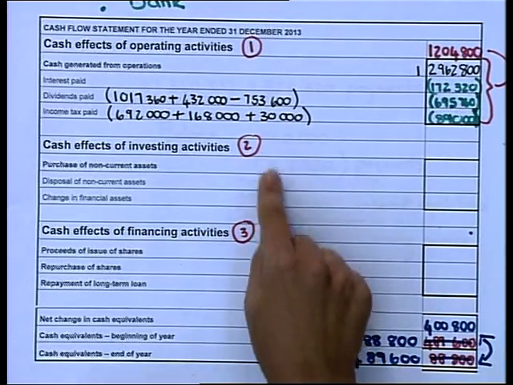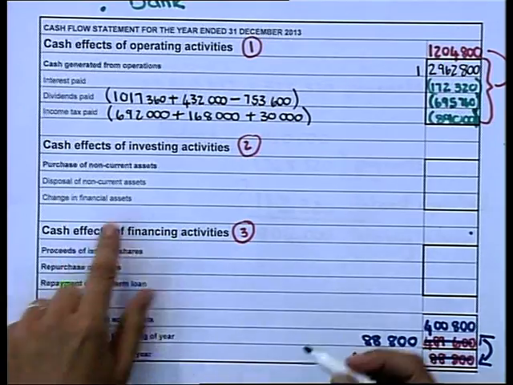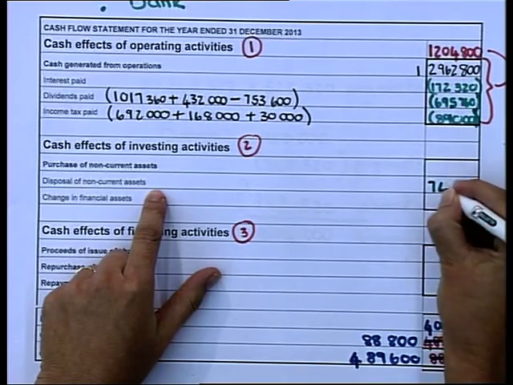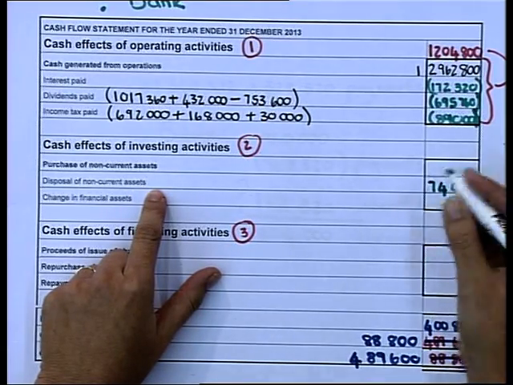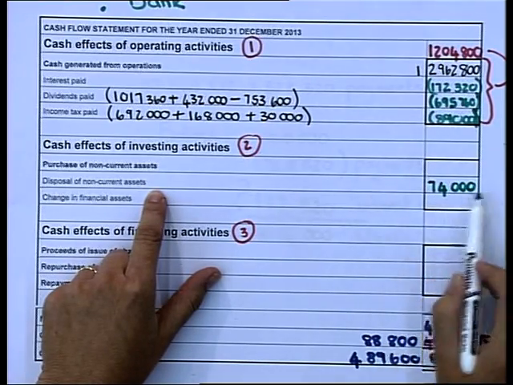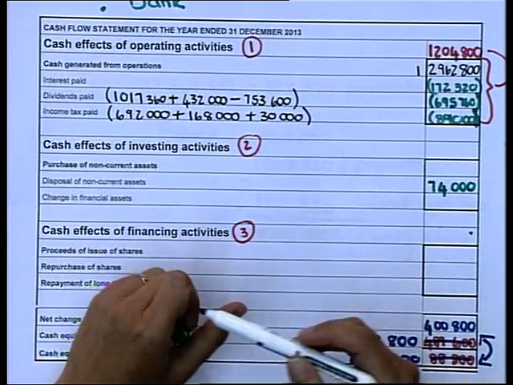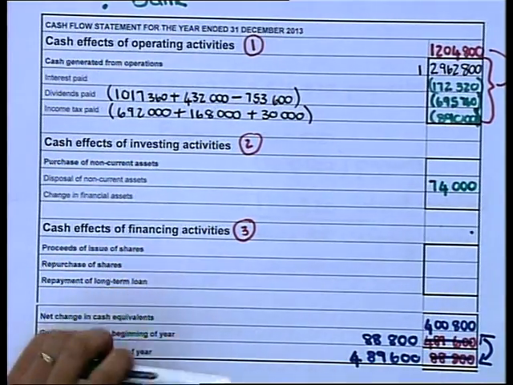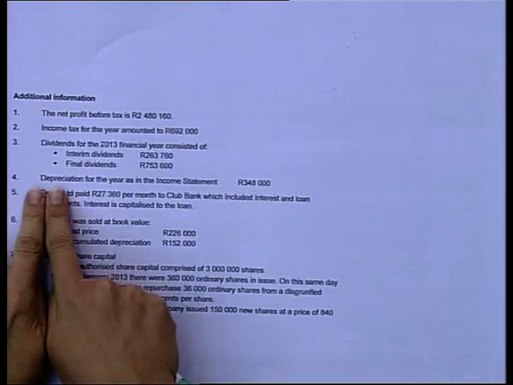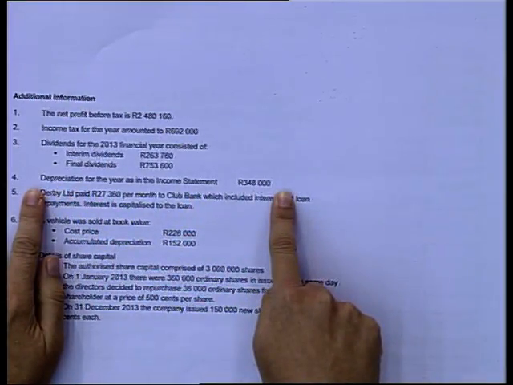So I can write that into my cash flow statement. Disposal of non-current asset, that was a positive cash flow. The money came in. I sold an asset and I managed to get 74,000 for it. I also know that the depreciation for the year is 348,000. That was also given to me in the information on the additional information sheet. Depreciation for the year, 348,000.